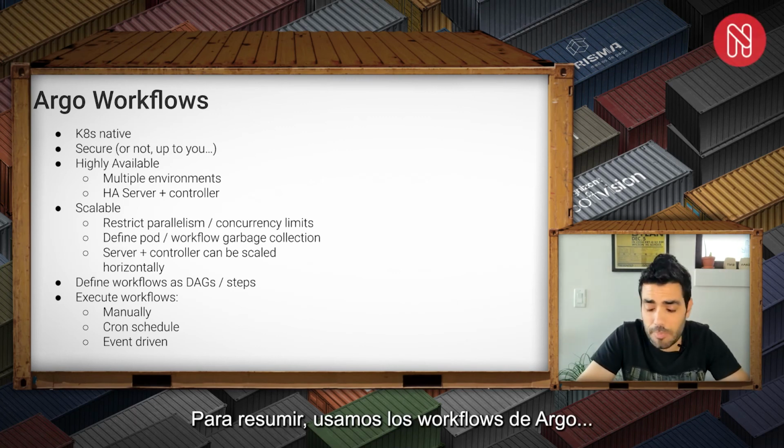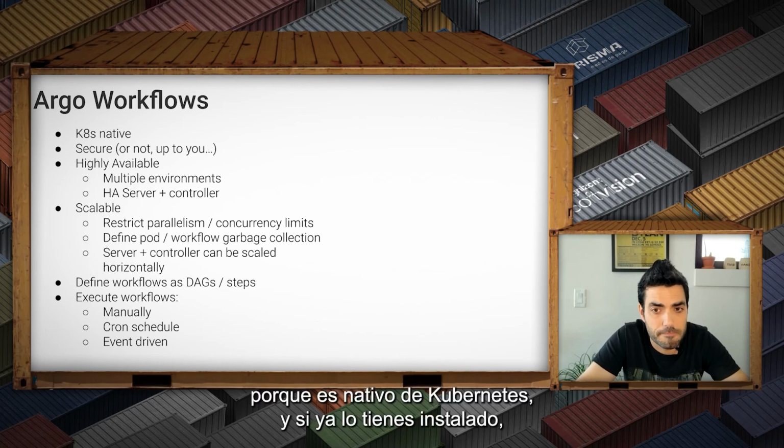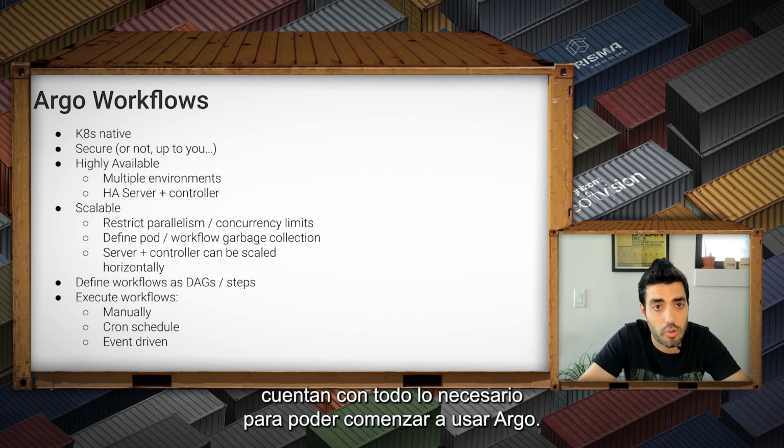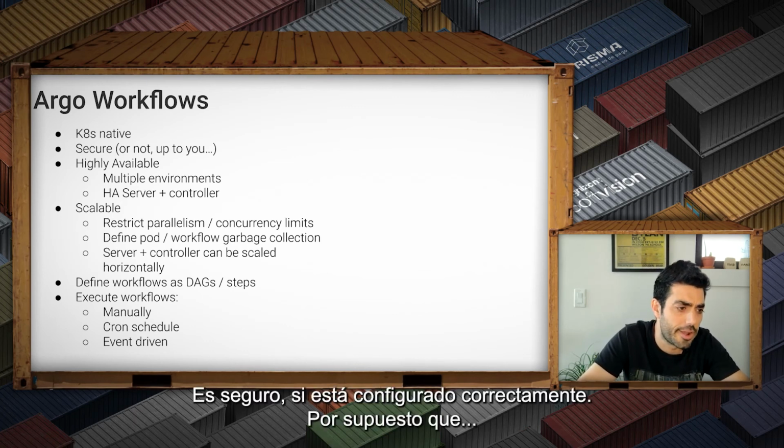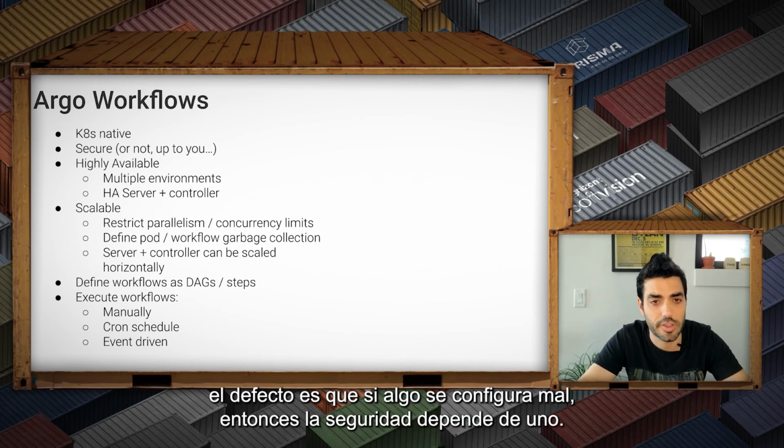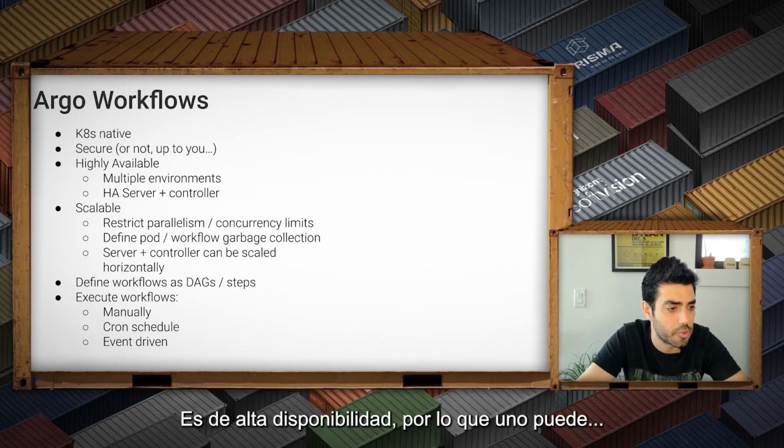So basically, to sum up, we use Argo Workflows because it's Kubernetes native. So if you have Kubernetes installed, you pretty much have everything you need to hit the ground running and start using Argo as well. It's secure if you configure it correctly. Obviously, the loophole is if you misconfigure something, then it's up to you.